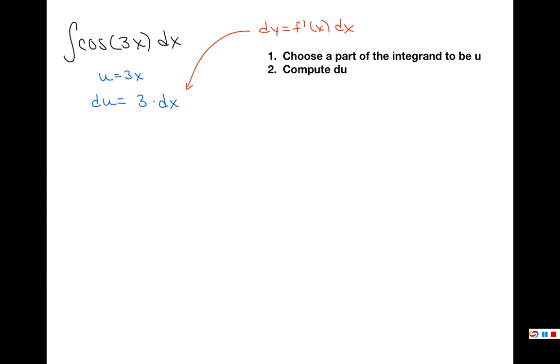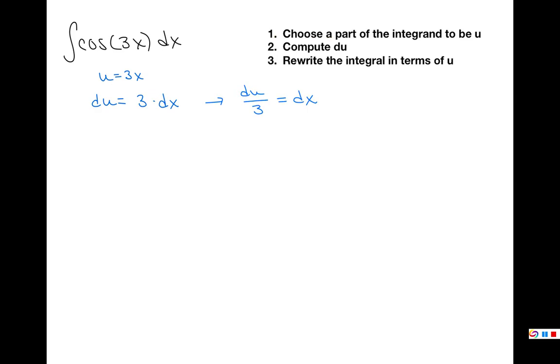Once you have your u and your du, then your next goal is to try to rewrite the integral in terms of u. So we don't want to have any x's left in our integral. We want to rewrite the entire thing in terms of u. Okay, so what I'm going to do is take my differential, the du, and solve it for dx. So I divided both sides by 3 to do that. If du is 3 dx, dx is du divided by 3.